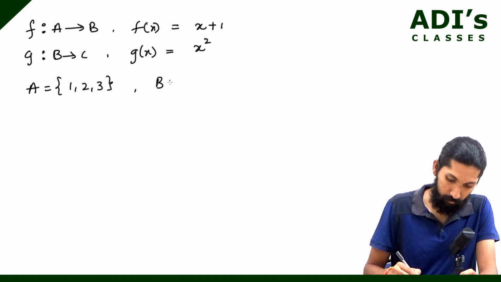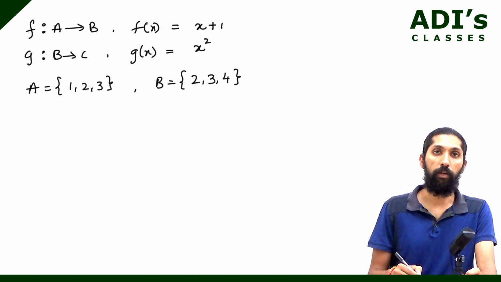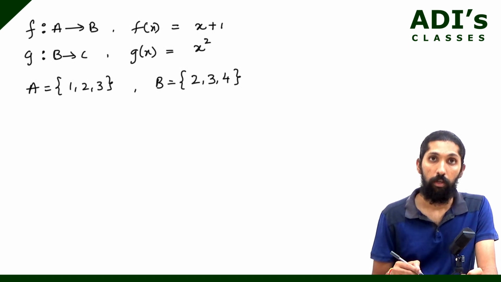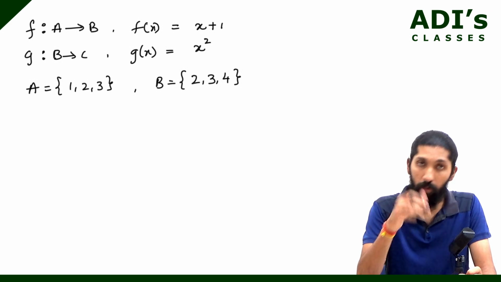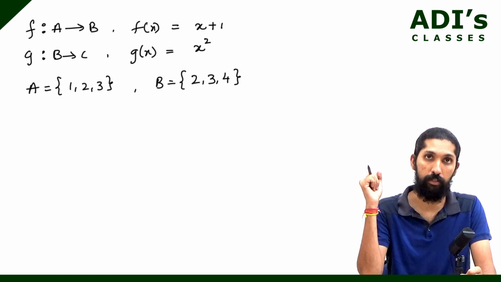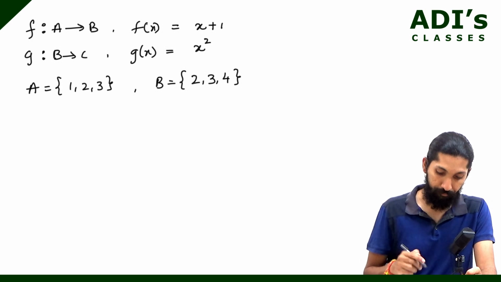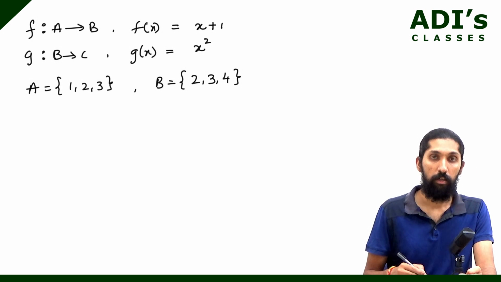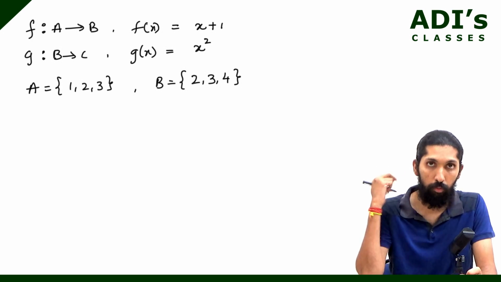set B is 2, 3, 4. Okay, set B is 2, 3 and 4. Now I'll ask you what is set C and how we are going to define the function in this case. Now there are two ways. I'll show you both the ways.